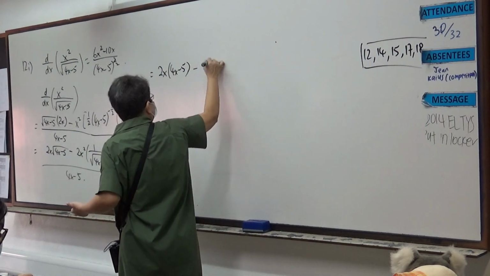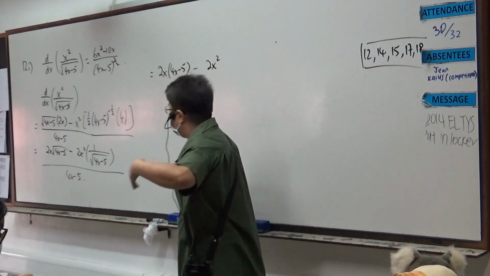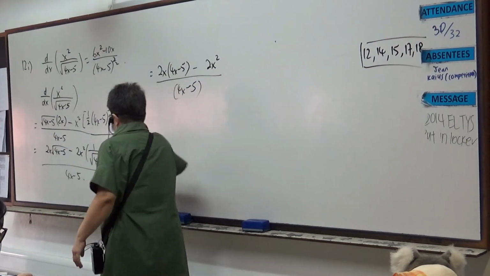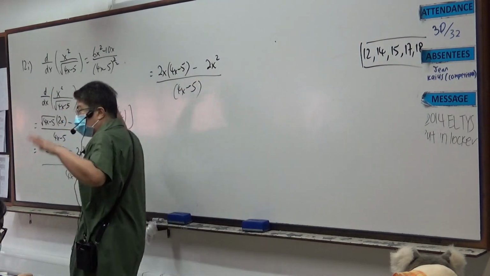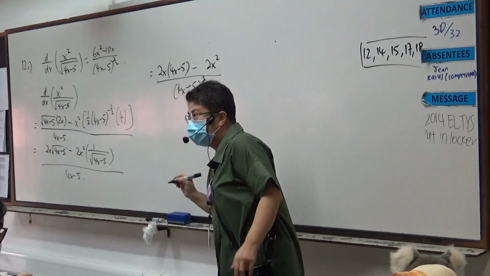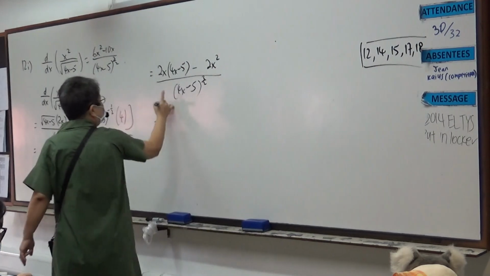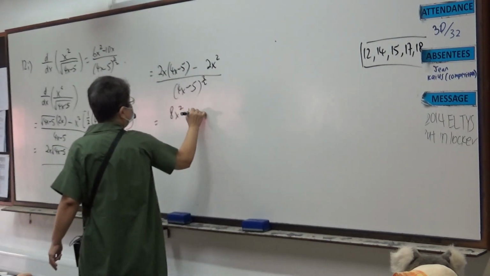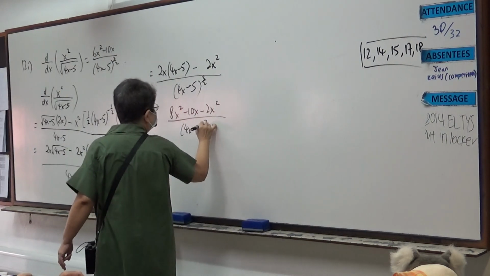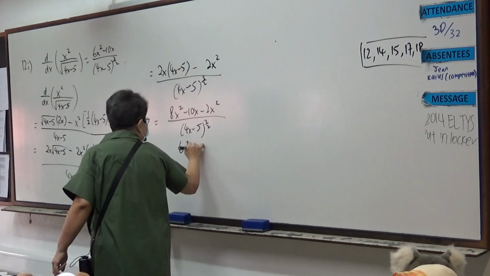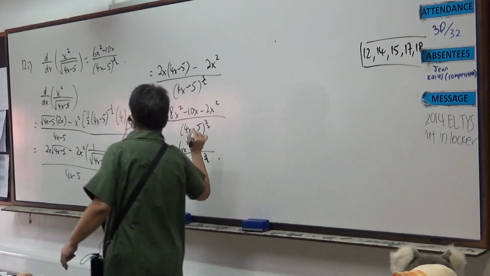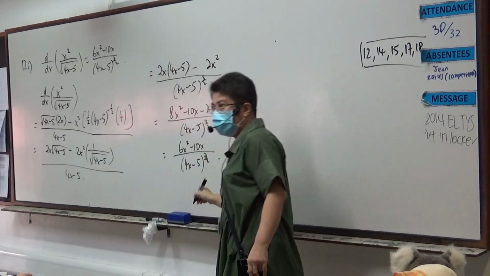So this one becomes 2x times (4x minus 5), minus 2x squared, because the square root of 4x minus 5 will cancel off, over (4x minus 5). Now this is power 1, right? And then I multiply by the square root of it, so it will be a power of 3 over 2, am I right? Correct now. So let's expand this out. 8x squared minus 10x minus 2x squared, over (4x minus 5) to the power of 3 over 2. That is 6x squared minus 10x over (4x minus 5) to the power of 3 over 2. So this is shown.